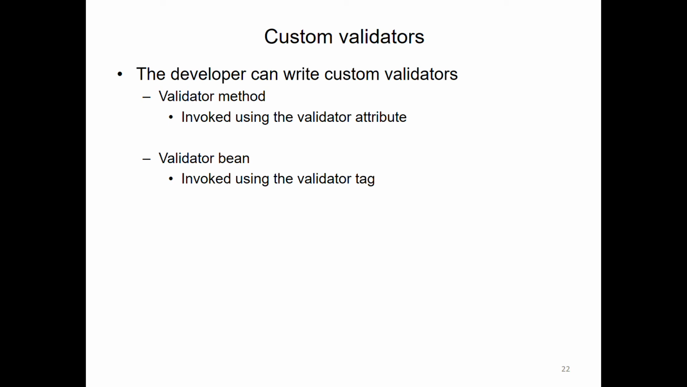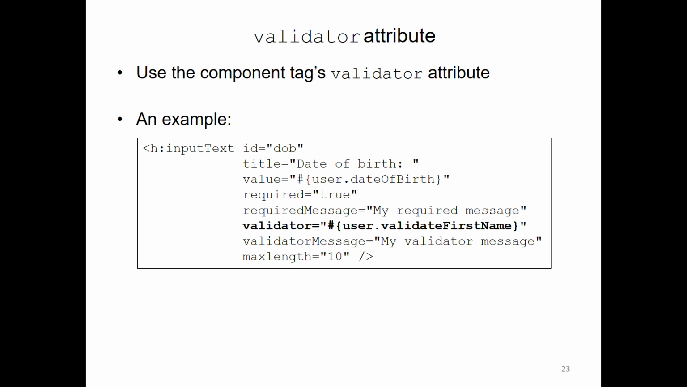We can put a validator method inside one of our backing beans, or we can write our own validator bean. If we take a look at the first one, in the input text element, we've got a validator attribute. And we're binding it to a specific method. That method will be invoked by the lifecycle, the control servlet, when it's time to do the validation. We don't use brackets for these validator methods. There's no need to use brackets there, because the framework knows that this is a method call, and therefore will automatically put the method in there and provide the necessary parameters, as we shall see a bit later.